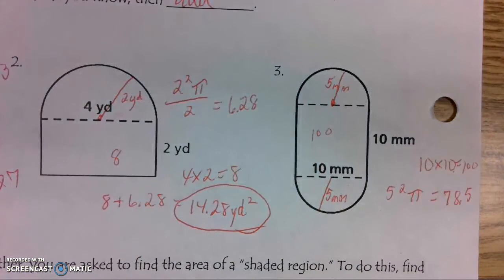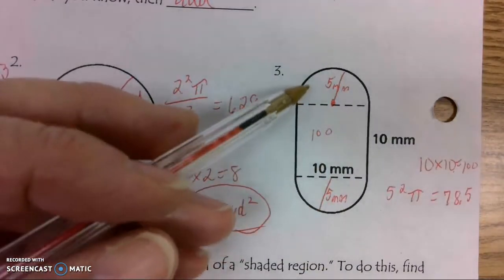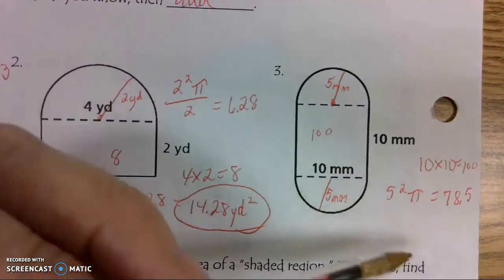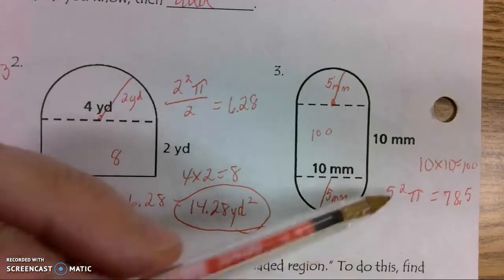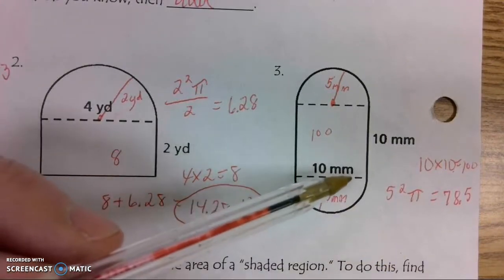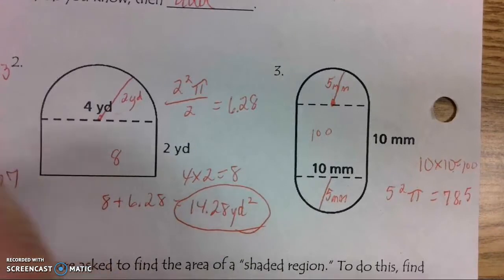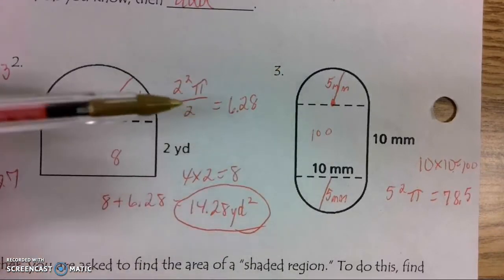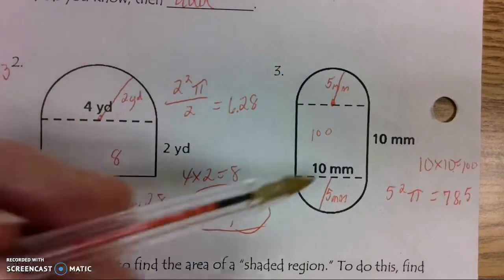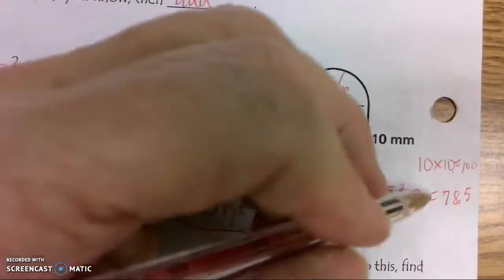78.5. Now, you could break it down into two semicircles, and what you would do is then do 5 squared times pi divided by 2, 5 squared times pi divided by 2, and then you'd add it together. You're still going to get 78.5. Now what I need to do is just add my circle and my square.